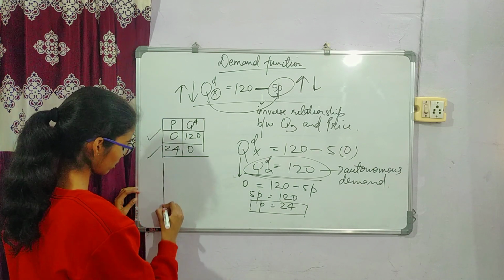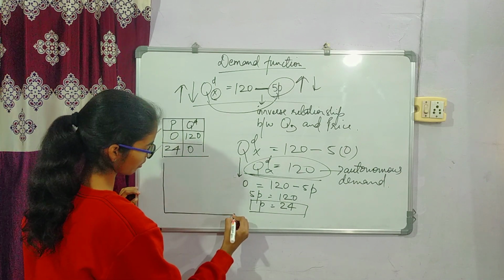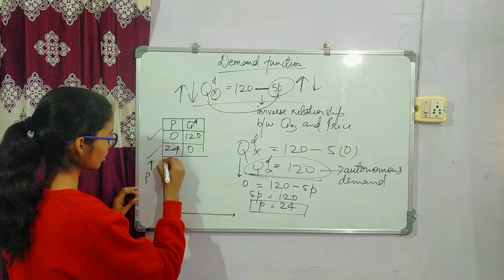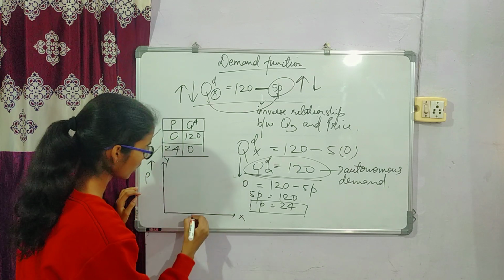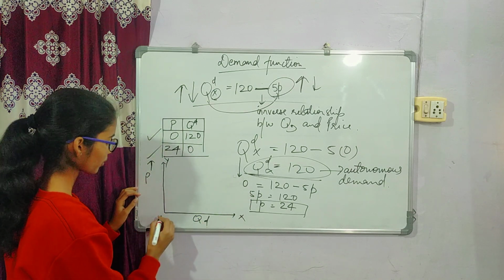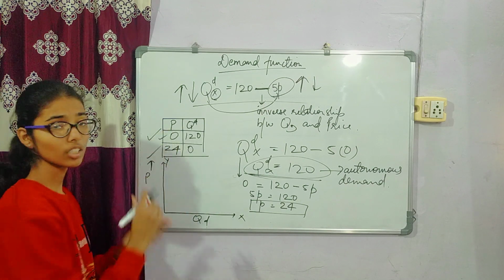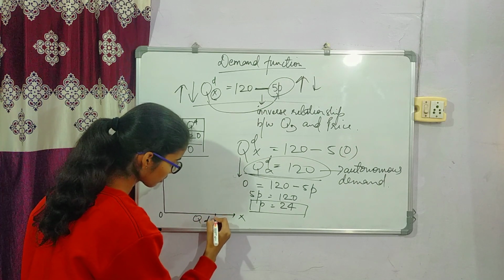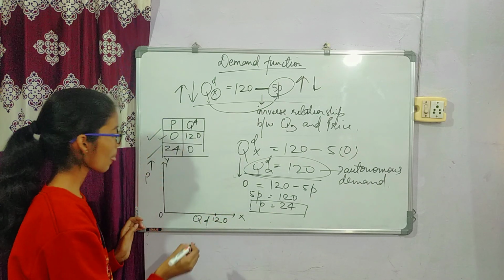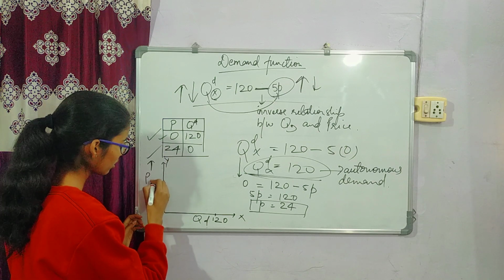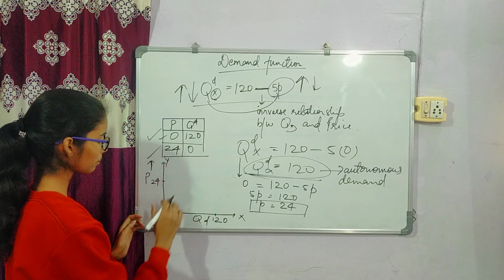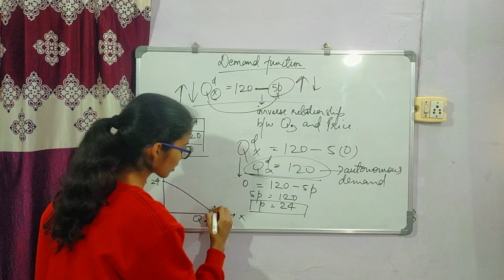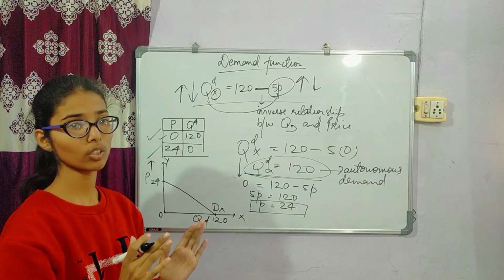So let's plot. This is the graph where we take price on the y-axis, and on the x-axis we take quantity demanded. Now price is 0, quantity is 120. Now price is 24 and quantity demanded is 0. Now let's join these 2 points. This is the demand function of the particular commodity X.